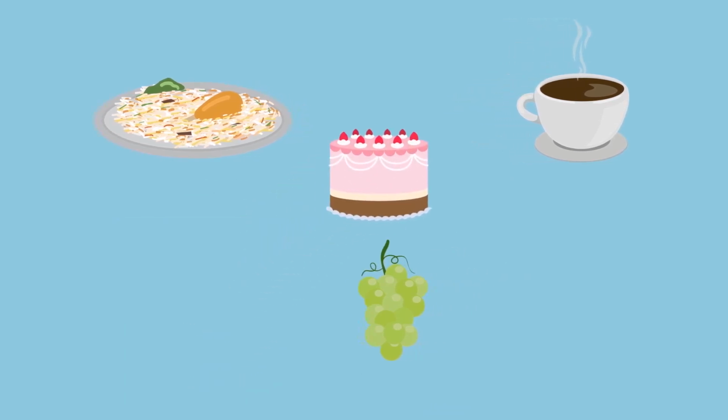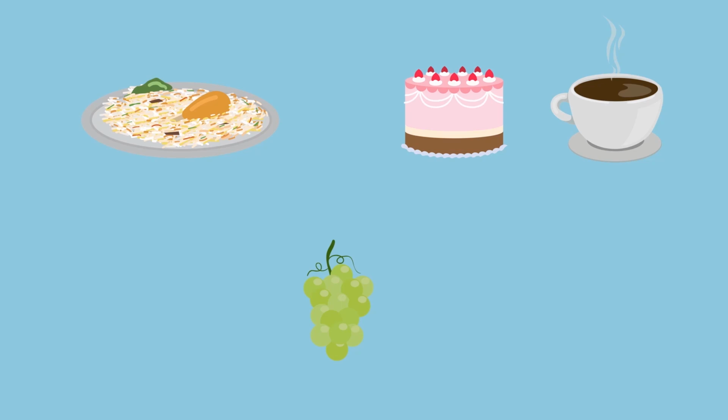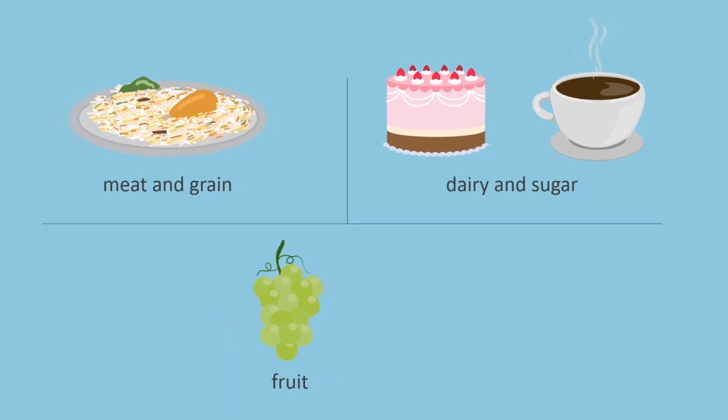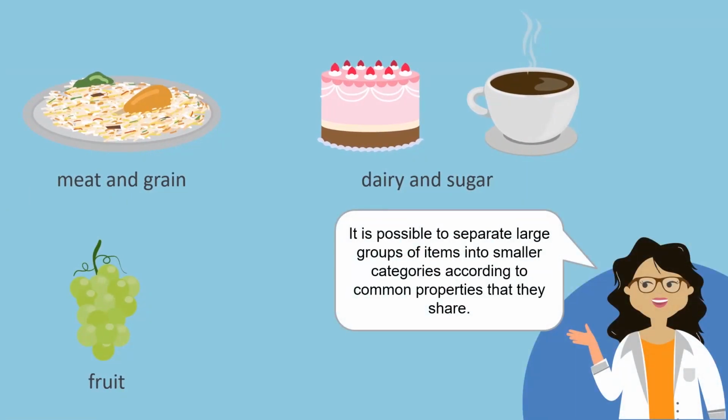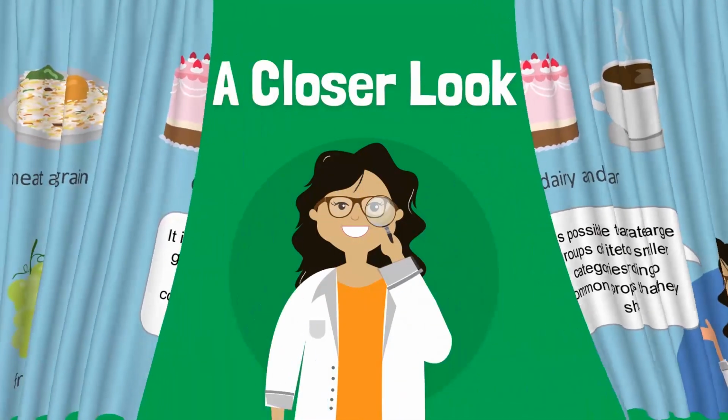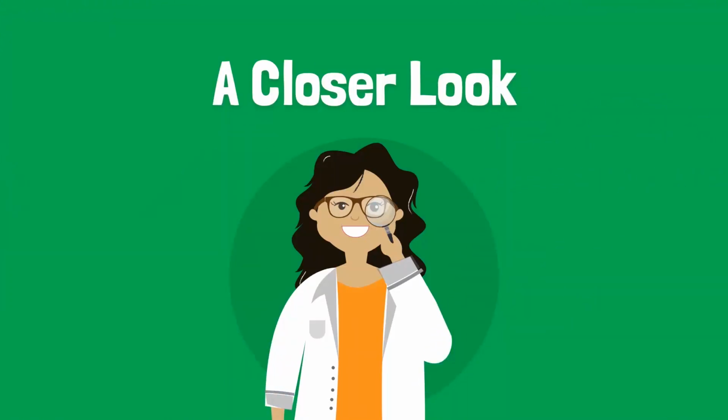If we categorize them by type, we could separate them into meat and grain, dairy and sugar, and fruits. So it is possible to separate large groups of items into smaller categories according to the common properties that they share. In this video, we're going to look at how scientists categorize elements of the periodic table using their properties.